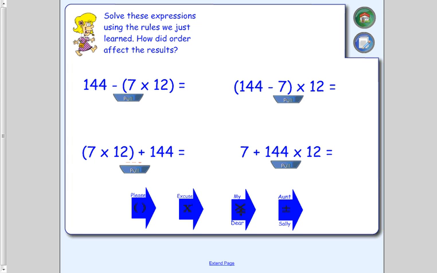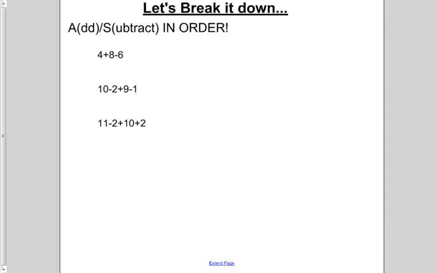All right, now let's practice adding and subtracting in order. So again, left to right, whichever you hit first. As I walk through, I see addition first. 8 plus 4, or 4 plus 8, is 12. Let's rewrite the problem. 12 minus 6, and then 12 minus 6 equals 6.